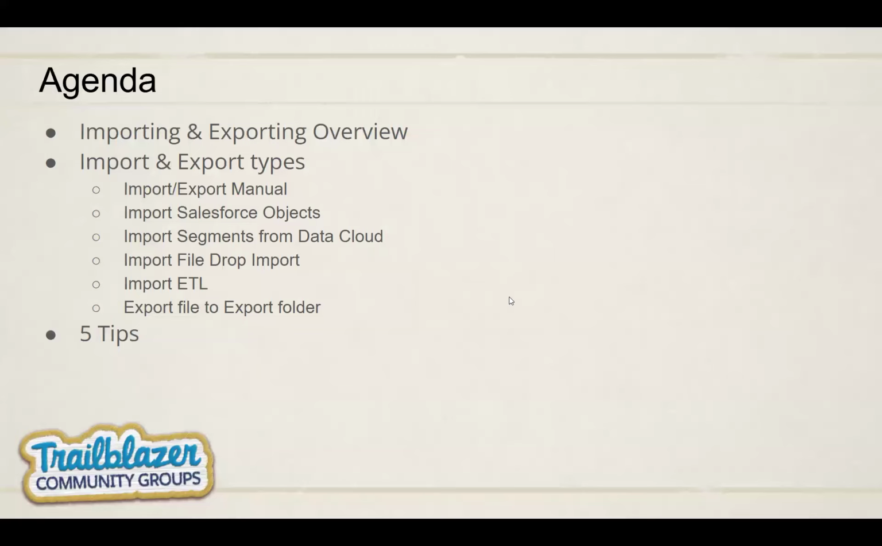So today we're going to be giving an overview of importing and exporting, and then we're going to be going into a variety of the different types of import and export in Marketing Cloud. And then we're going to be doing a couple of them end-to-end in Marketing Cloud. We're going to do a file drop, an S3 bucket, and an export to an export folder, those 3 in detail, and then we'll wrap it up with tips at the end.